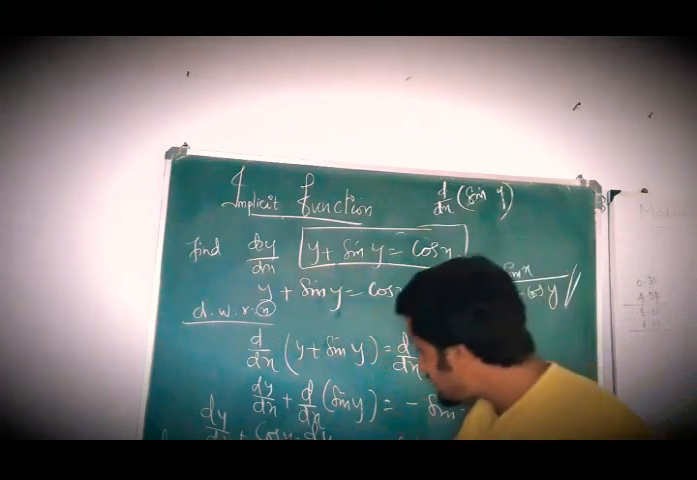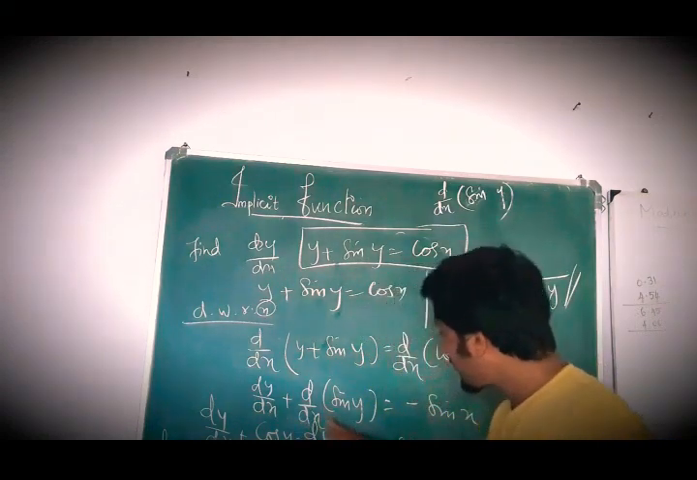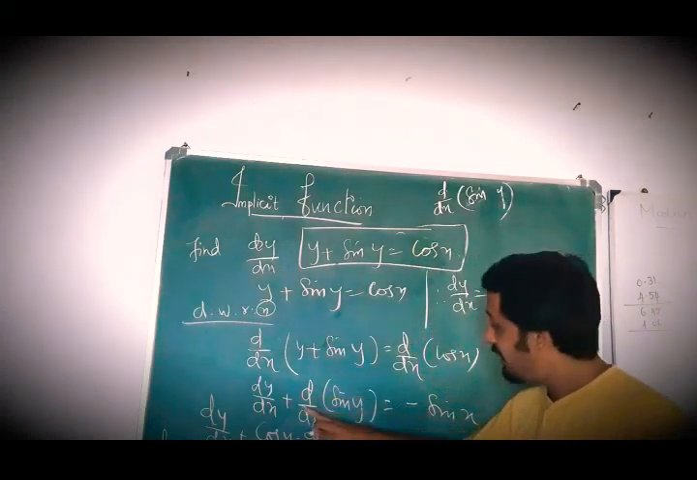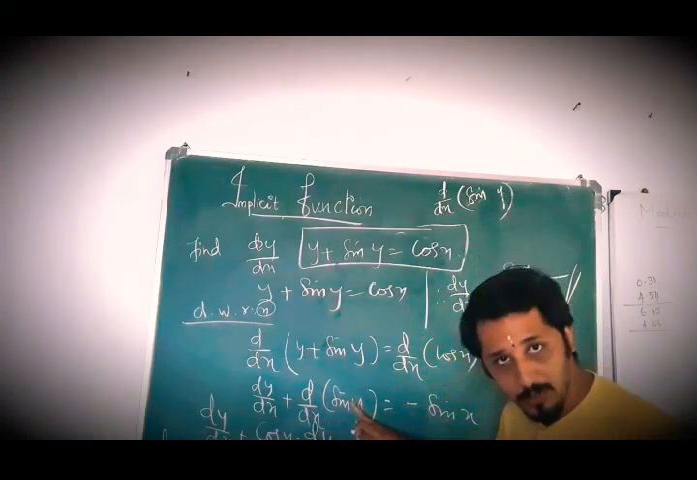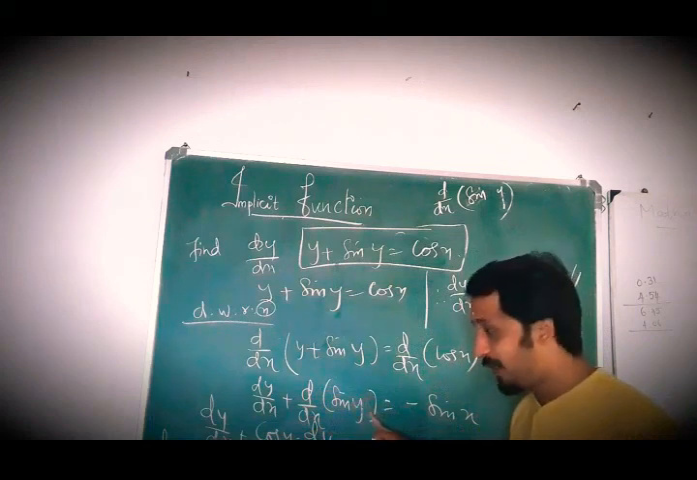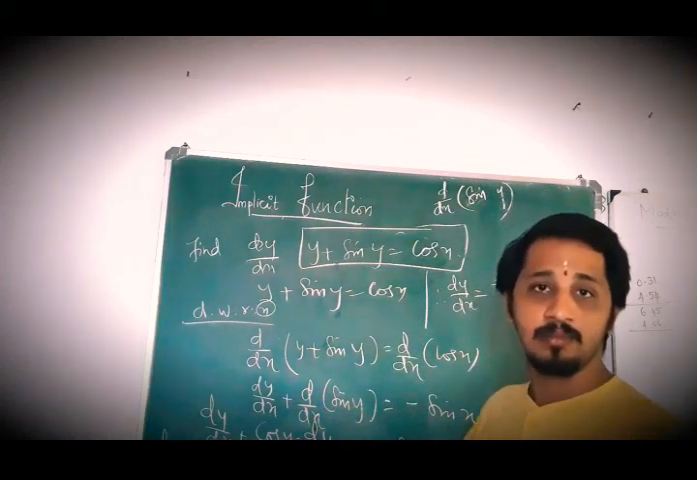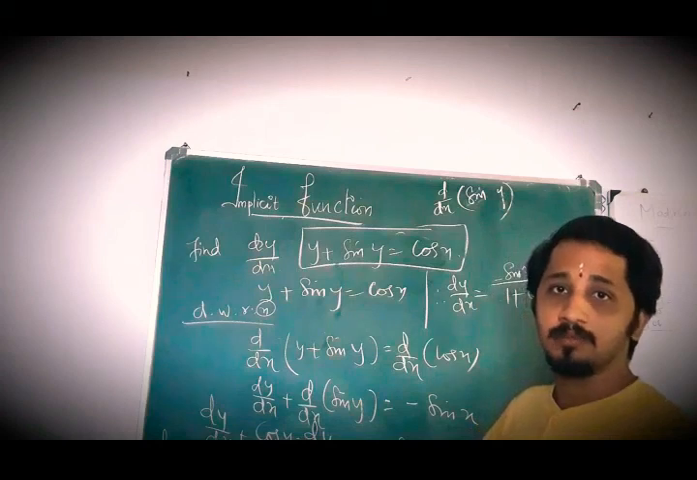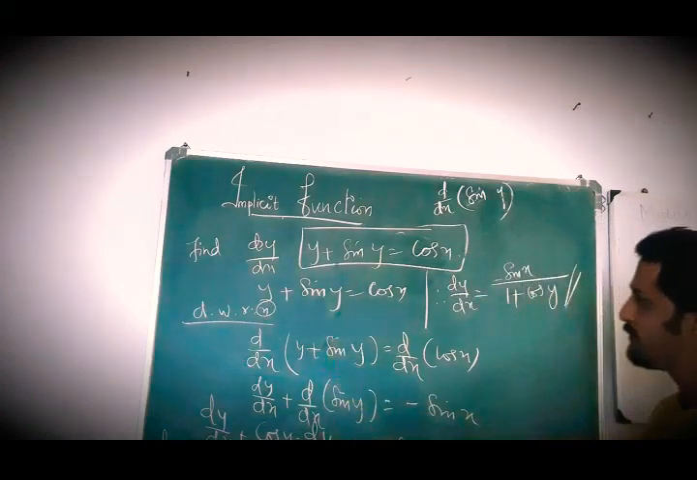Just to go through this, this section is very important. d by dx of sin y. The derivative of sin y is nothing but cos y. In place of x, I have y. That's why I am differentiating y, and that's why I am writing dy by dx again. Is it clear? Just to go through this.